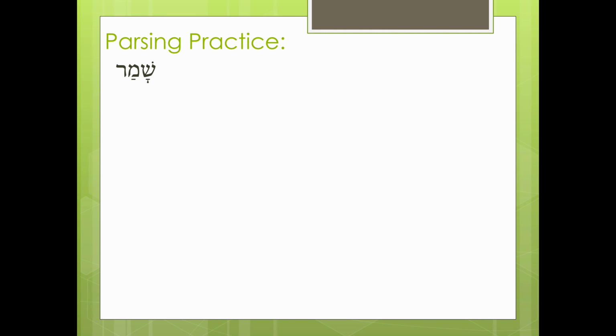Okay, gender, shamar, is masculine. And then what is its number? Is it singular or plural? It's singular, right? There are no endings indicating that it's plural. And then it is a third person, meaning he. So to parse this, we would say third masculine singular, qal perfect. Okay, that's what the shamar is. Third masculine singular, qal perfect.